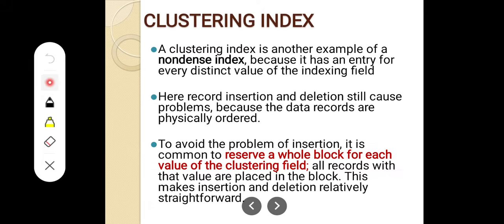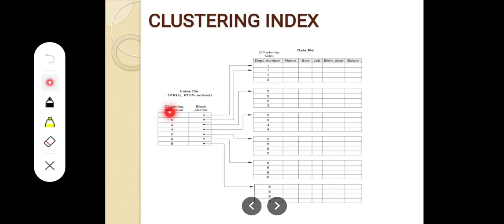A clustering index is another example of a non-dense index. Already we have said that concept, because it has an entry for every distinct value of the indexing field. So this index has entries only for the distinct values of the indexing field. That is why it is called a non-dense index.